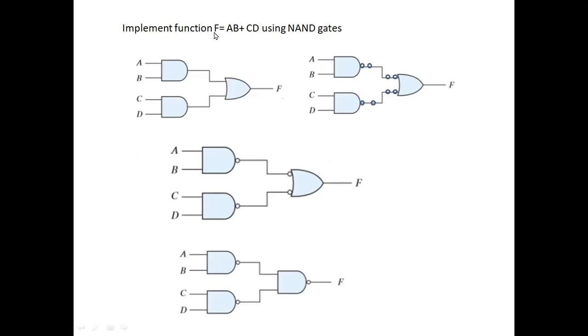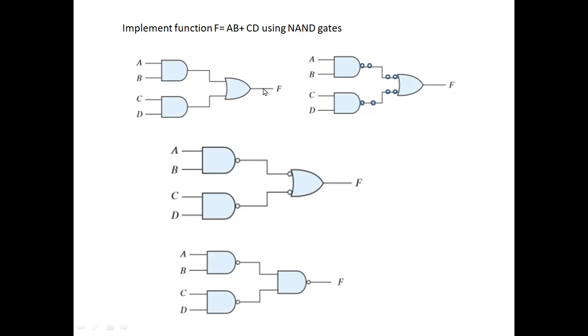Implementation of a function f is equal to AB plus CD using NAND gates. So here is an example where you can see the implementation of AND and OR gates using NAND logic. How do we simply draw the circuit diagram for this function? Here AB is one product term, CD is another product term. So AB can be implemented by using an AND gate and CD can also be implemented by using another AND gate. So AB, CD is produced by these two AND gates.